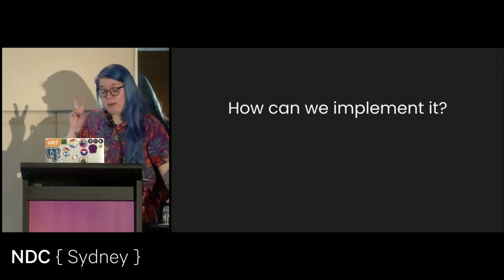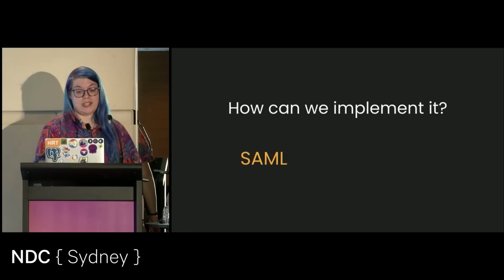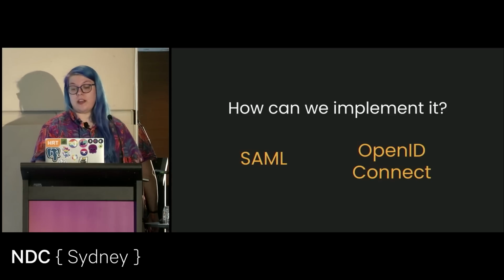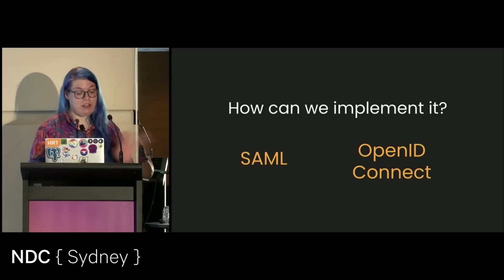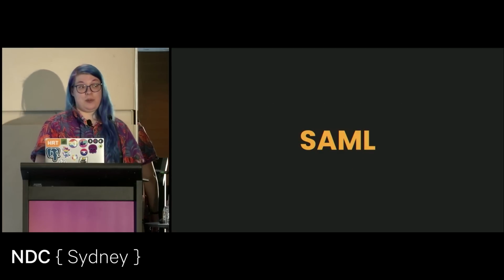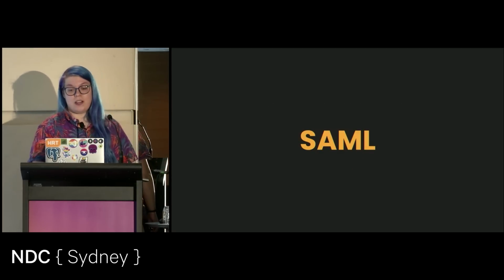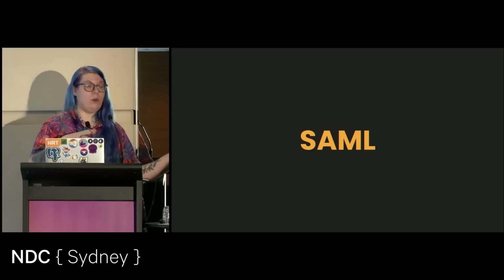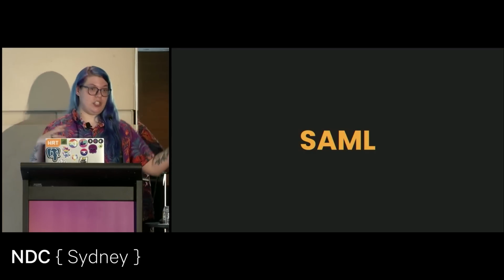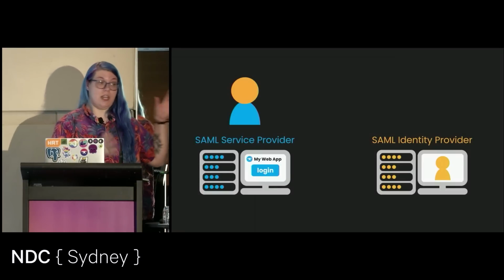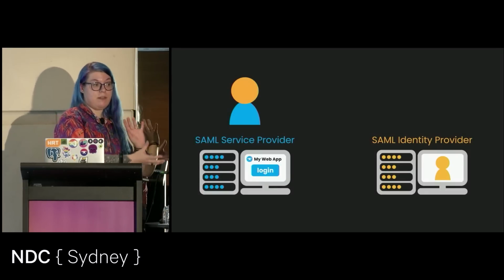There are two mainstream methods that I'm going to talk about. One is SAML, which is Security Assertion Markup Language, and the other is OpenID Connect, often abbreviated to OIDC. So, let's talk about SAML. SAML uses XML data as its language for expressing authentication requests and assertions of identity. And the way that it works is you have a SAML service provider and a SAML identity provider.